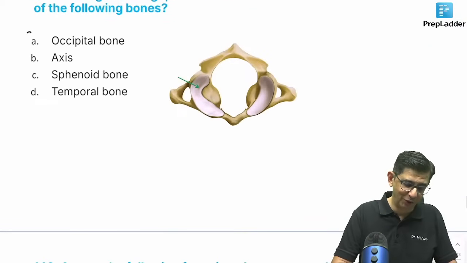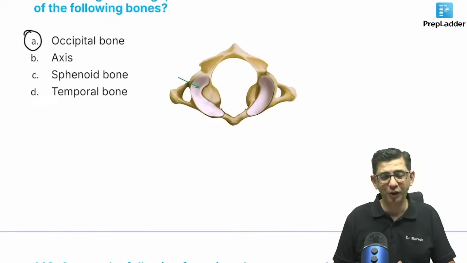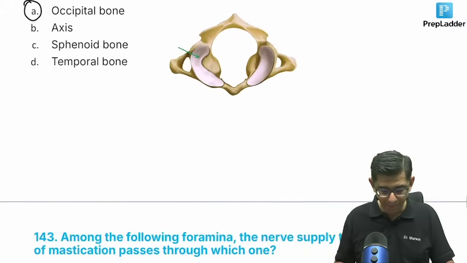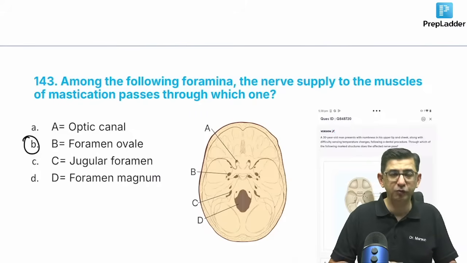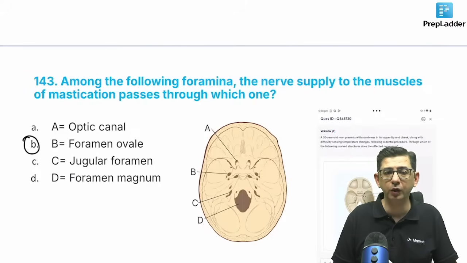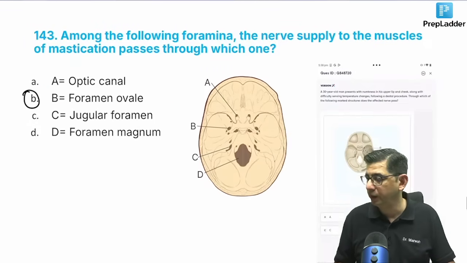This is related to the occipital bone. We're talking about the first cervical vertebra. Then foramen ovale, the markings were there for the mandibular nerve, which would be controlling the muscles of mastication. So that's why the answer will turn out to be option B.